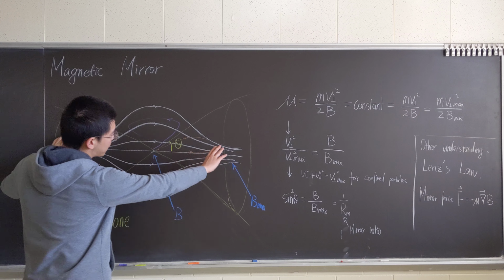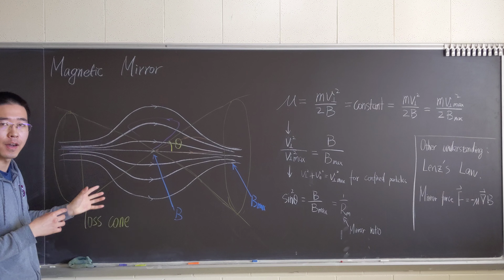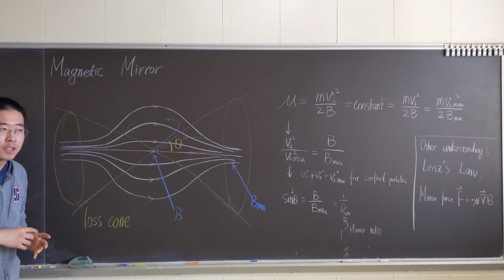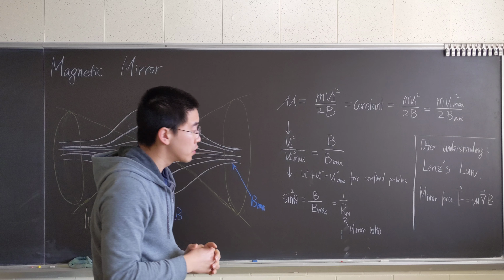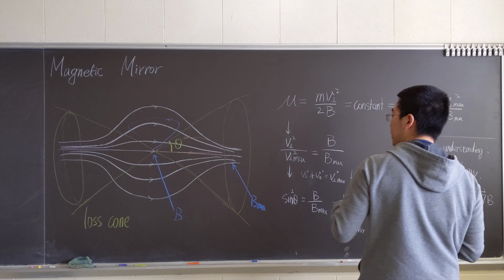If you put a particle here, then some portion of the particle population will stay confined within this region. So let's calculate it to see the reason why. As we know, if the time variation or location variation of the magnetic field, in terms of Larmor radius or cyclotron frequency, is small, then we can assume that mu, m v perpendicular squared over 2B, is a constant, an invariant.